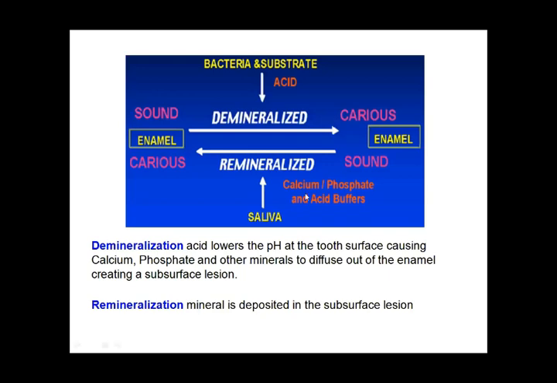So what happens actually in the beginning? Demineralization occurs. For example, acid lowers the pH of the tooth surface, causing calcium phosphate and other minerals to diffuse out of the enamel, creating a subsurface lesion, right? And then remineralization is deposition in the subsurface region, right? So this is how remineralization occurs.